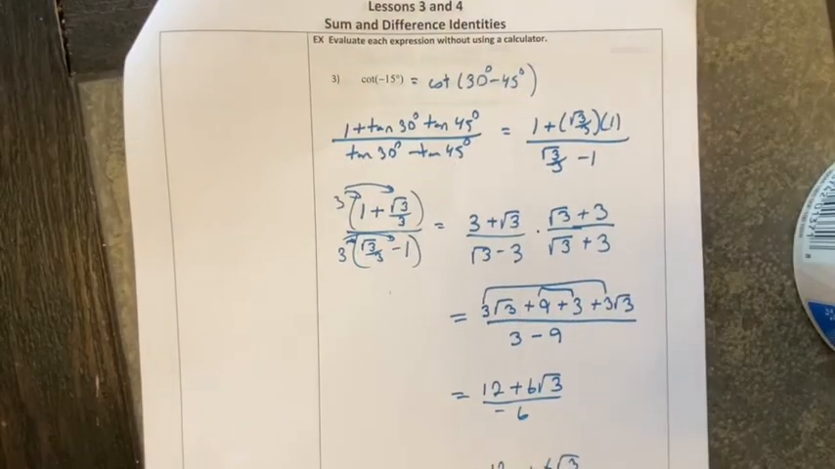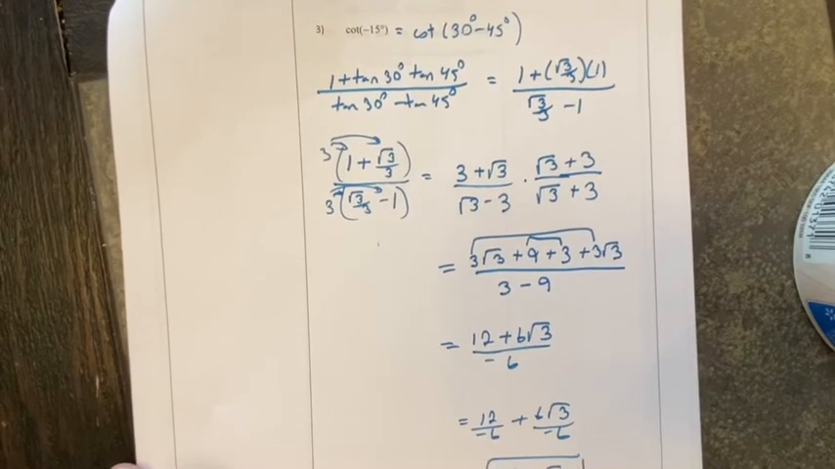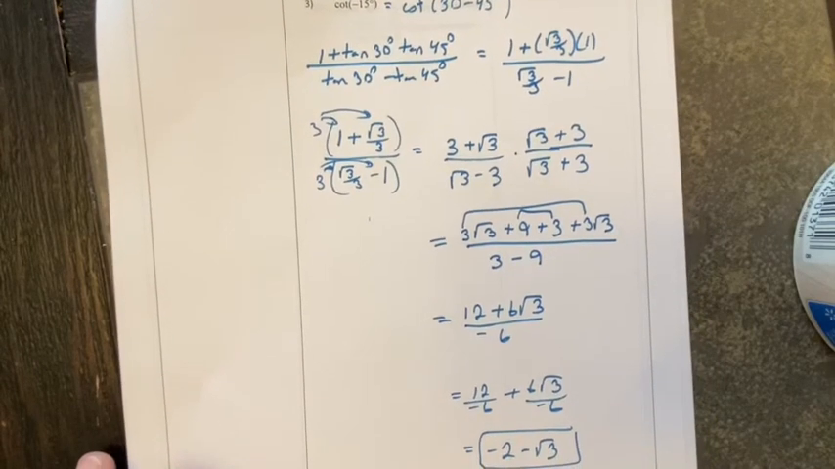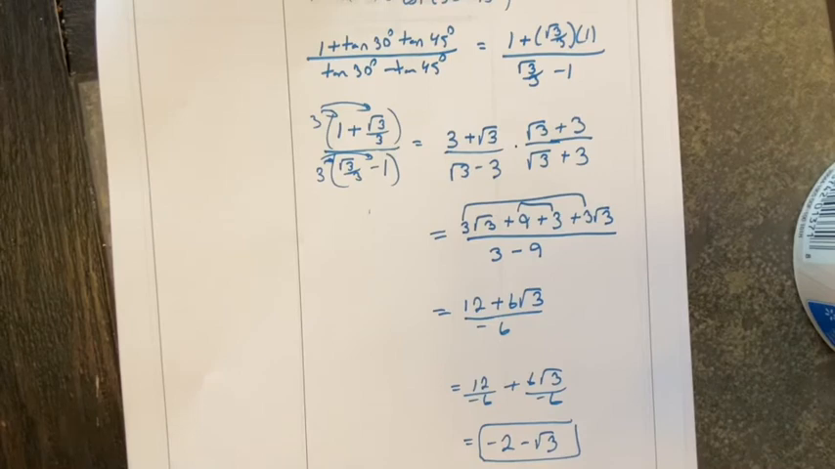Okay, so this is my work for the problem, and you should have ended up with negative 2 minus square root of 3 if you did it correctly. If you didn't, really pay attention to my work and see if you can figure out your mistake. So that's it for the second video.